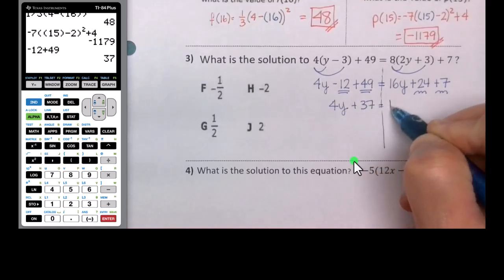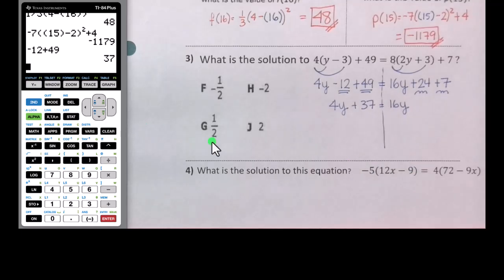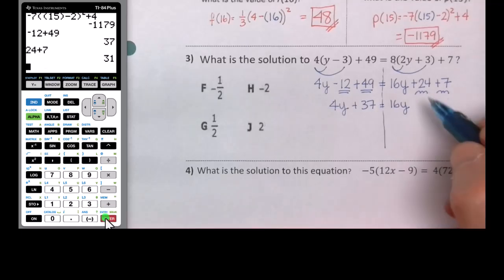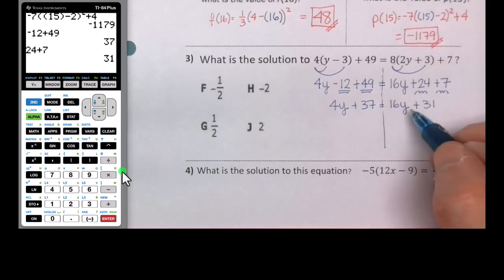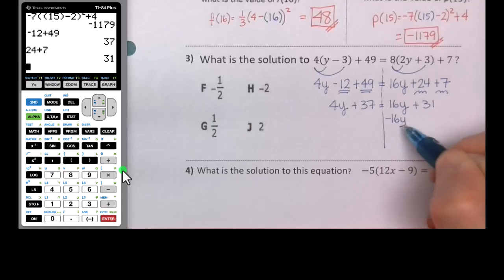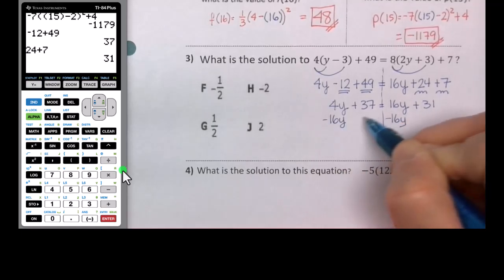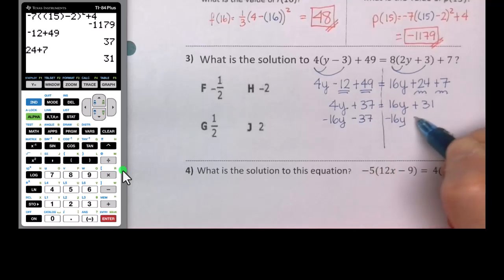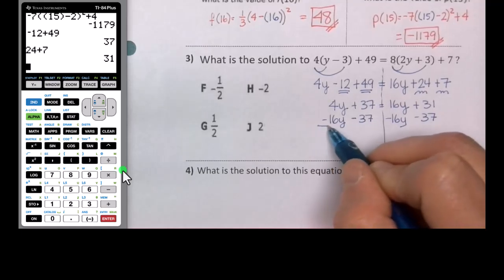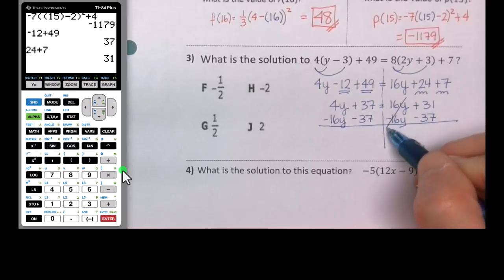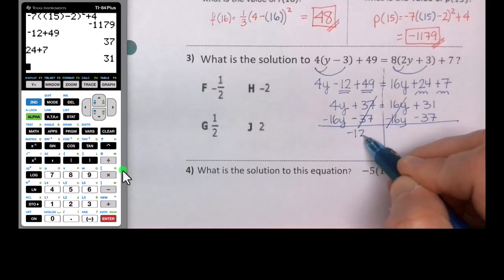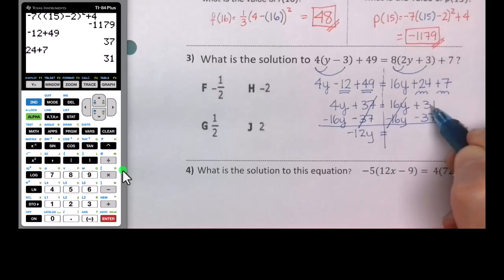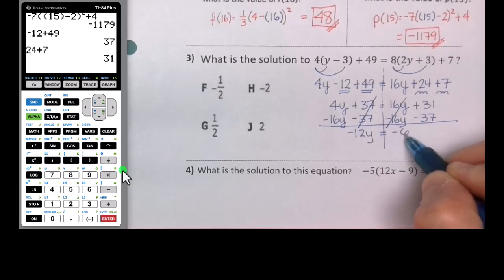Press enter, we get positive 37. On the other side, we bring down the 16y, and then we have 24 plus 7, and we get positive 31. Now, second step, cancel the numbers. So 16 cancels on both sides. 37 cancels on both sides. Now we draw a big line. The 16 cancels, 37 cancels. 4 minus 16 is negative 12y. And 31 minus 37 is negative 6.